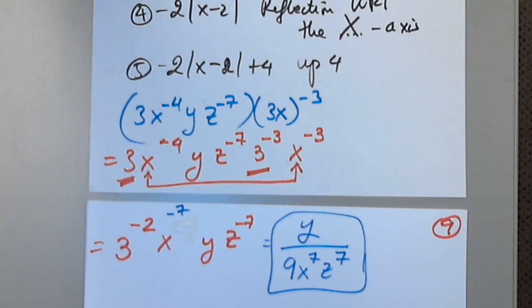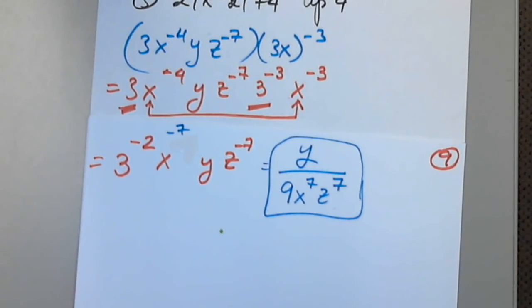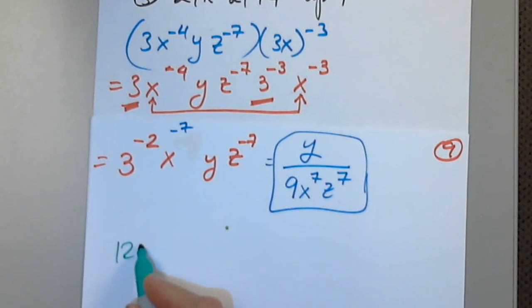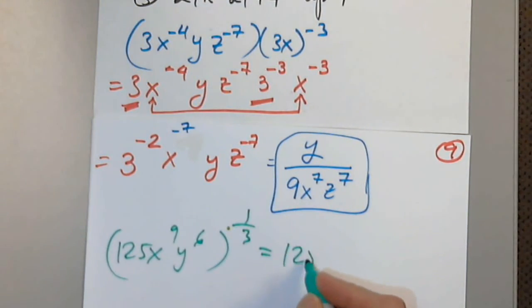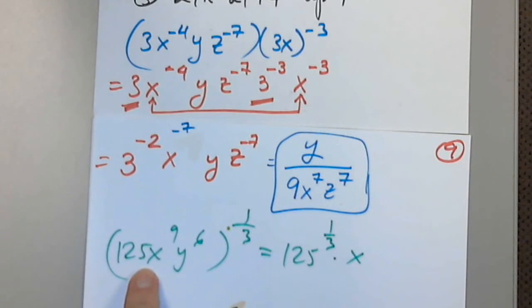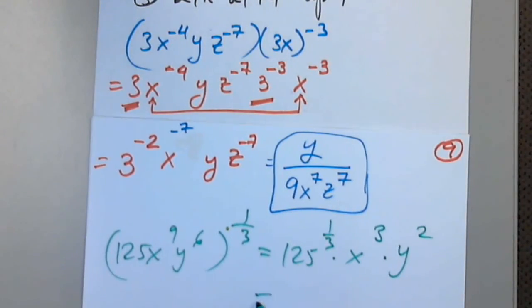Anything else? The C number, the C. Right, we haven't really, this is just a practice. In the past, we would do more work with these, but not right now. So each and every factor has to be taken to 1/3: 125 to 1/3, x to the 9 times 1/3, power 3, y to the 6 times 1/3, power 2. And you take the cube root of 125. So it's 5x cubed y squared.